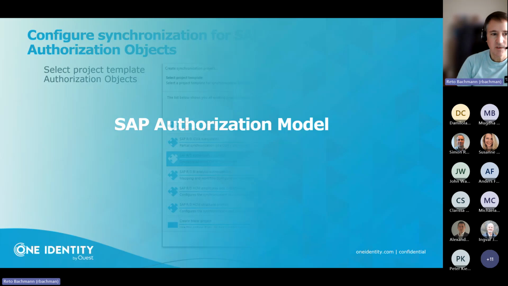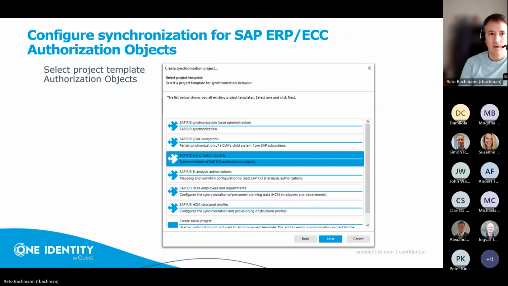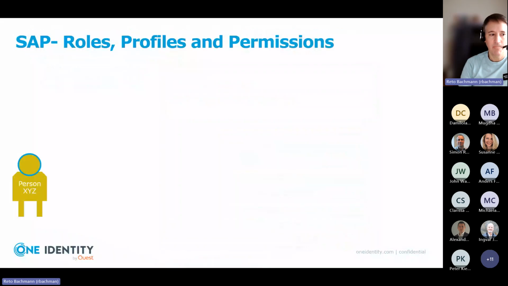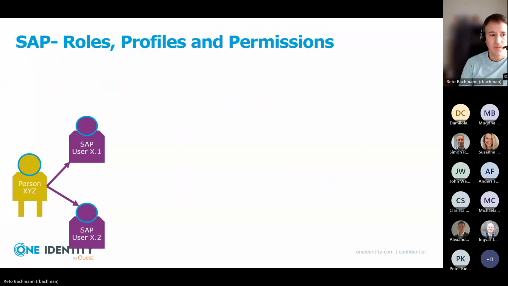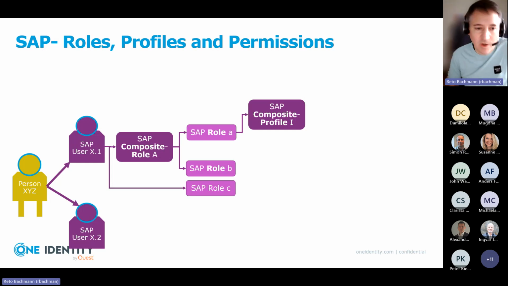So last is the authorization model with our connector. We have the possibility to read all the authorization objects from SAP, and the idea is that an SAP user or a person can have more than one SAP user, obviously. The user belongs to a composite role. It is technically possible to assign a single role directly to an SAP user, but it's not recommended. Normally users should have a composite role which contains all the roles.